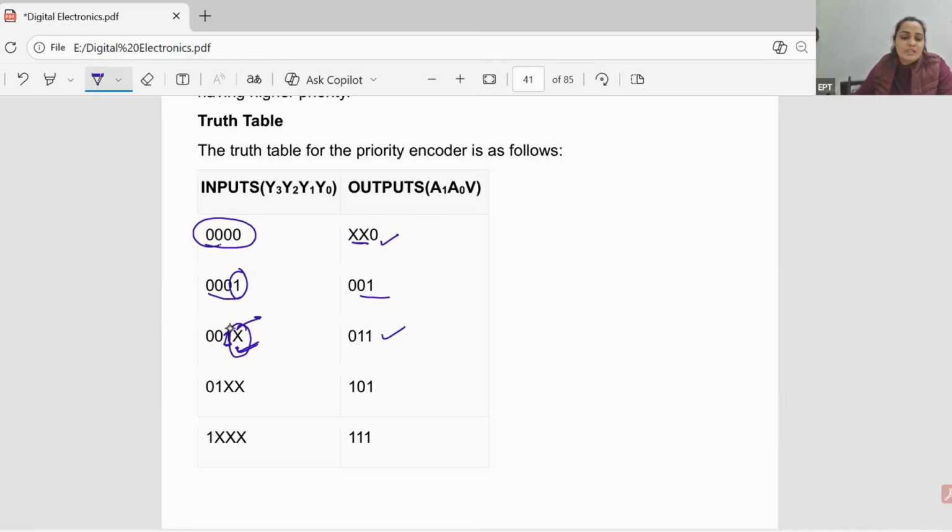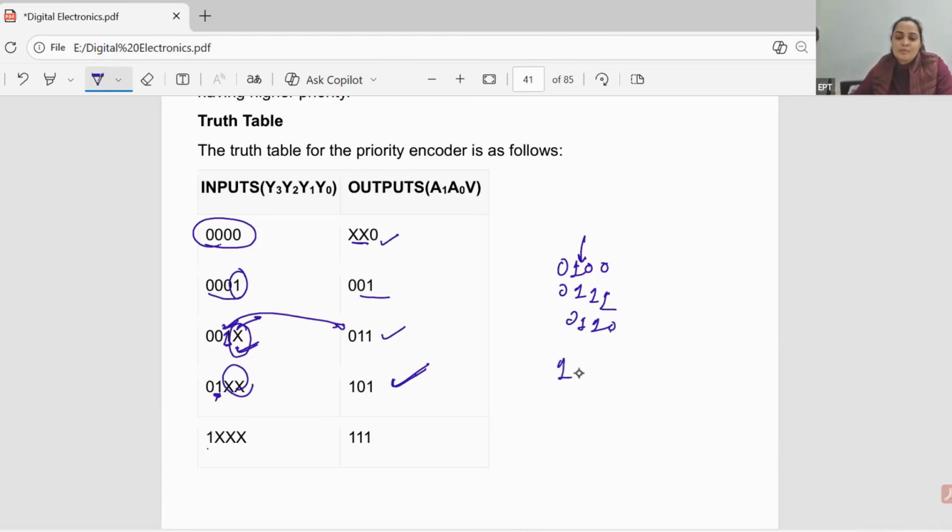So we will provide the output by looking at this input. Now if this bit is 1, then the others are don't care, it can be like this, it can be like this, right? So we will give the priority to this y2. These two will act as the don't care, so this will be the output.